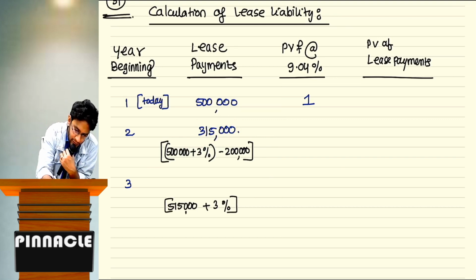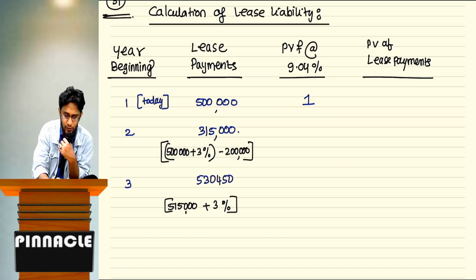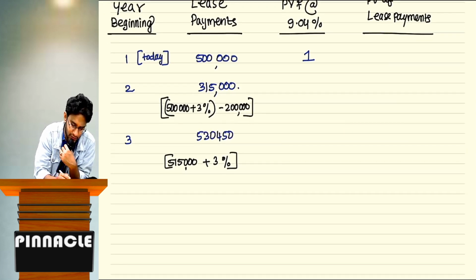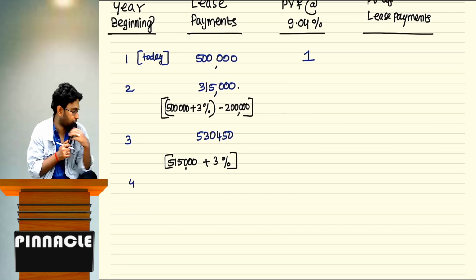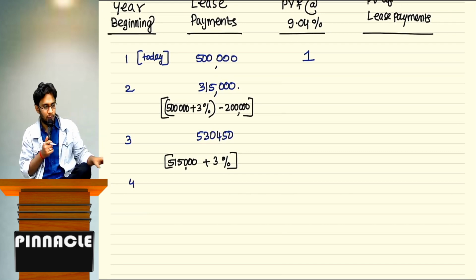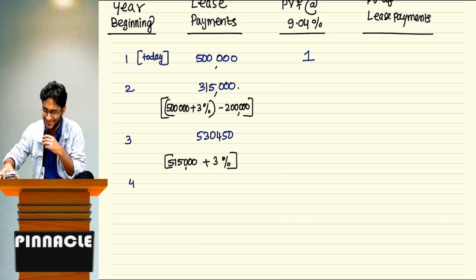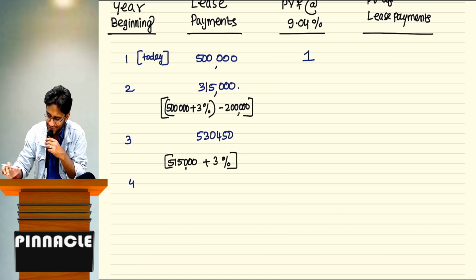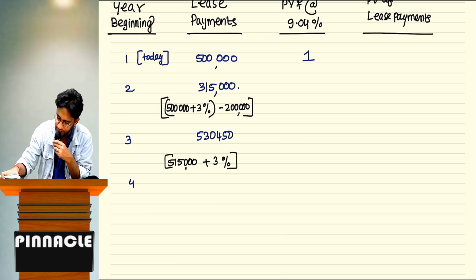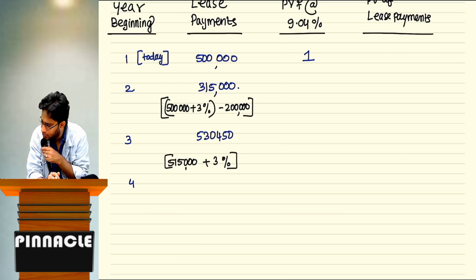530, 450. Here on notes, no adjustments, sir. Go on adding 3%. Don't show the calculations also. Directly go on writing. Somebody stole my calculator. Okay, no. 5 4 6 3 6 4.